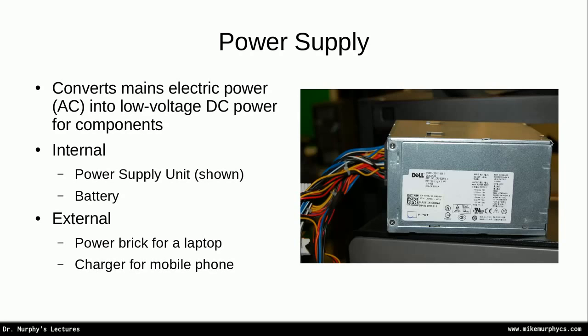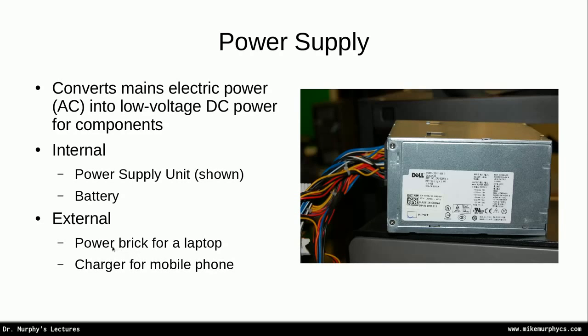On the back, not shown here, is a location where we will plug in an extension, what amounts to an extension cord, that plugs into the mains electric supply. So we actually plug a power cord into the outlet in the wall. That cord plugs into the back of this power supply, and then the power supply produces the appropriate DC voltage for the system. Now, not all systems have this kind of power supply.